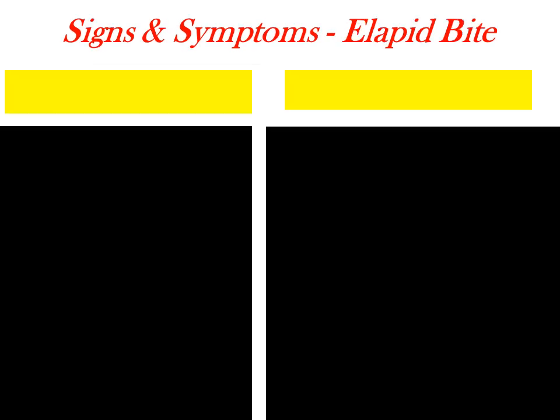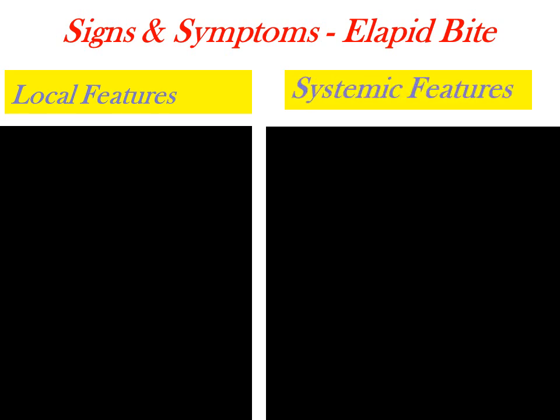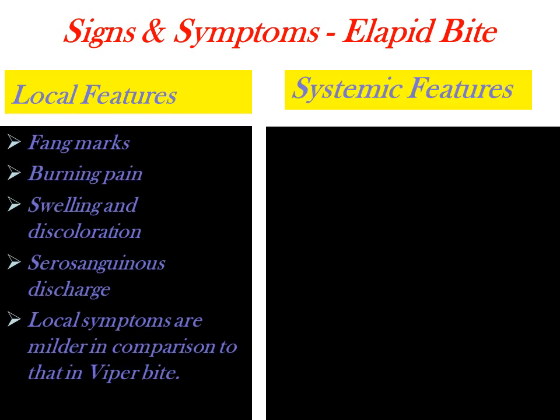Now here are the signs and symptoms of the Elapid bite. In the same way, we divide it into the local features and the systemic features. Among the local features, we'll see that these are the common features that are seen.